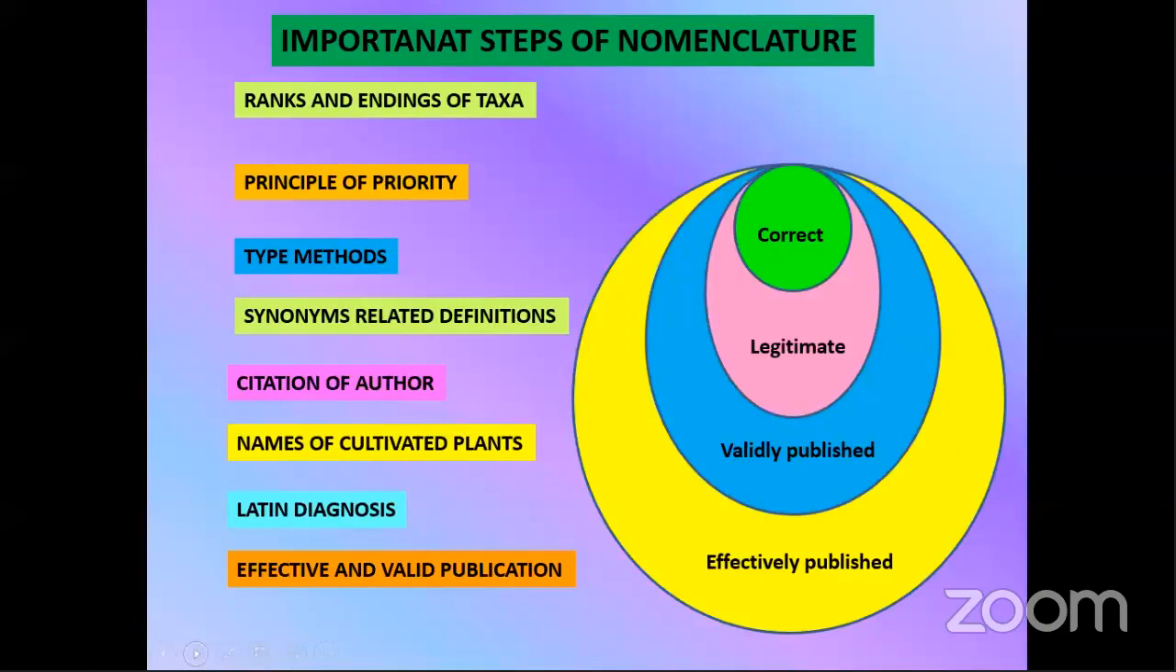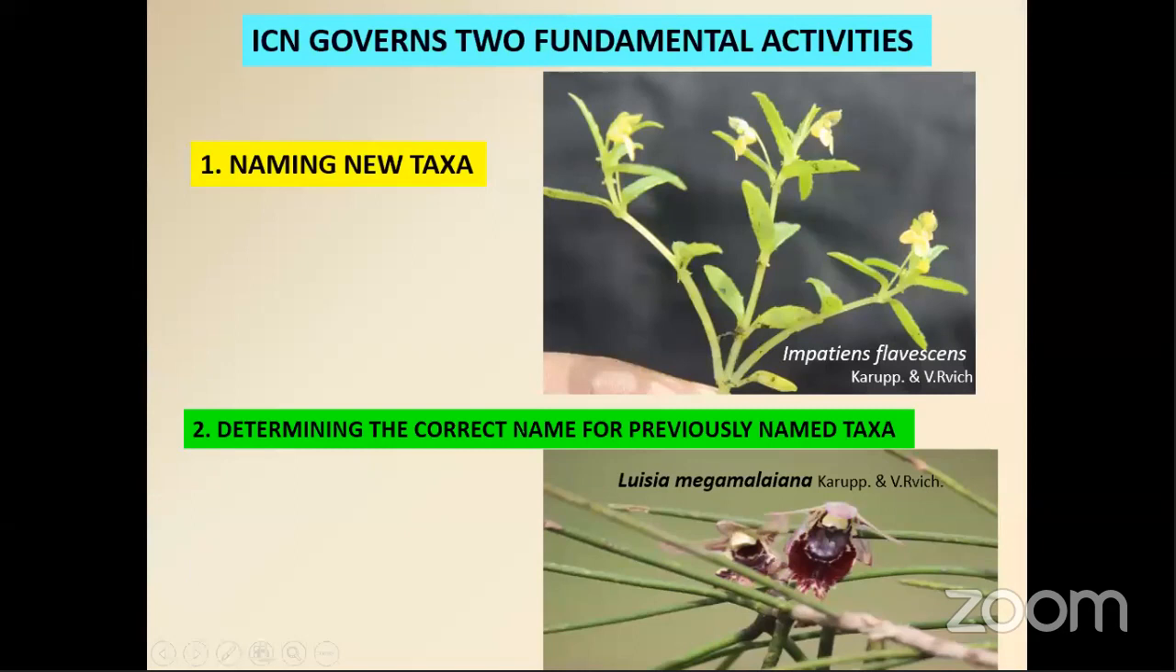Next, please. The ICN, Shenzhen Code or International Code of Nomenclature, governs two fundamental activities. The functions are very clear. One is naming of new taxa. We are continuously publishing new names, for new plants, algae, fungi, bryophytes, like that. And the second is determining the correct name for previously named taxa. So these two are important functions of the code, the ICN, that we should understand. Next one.